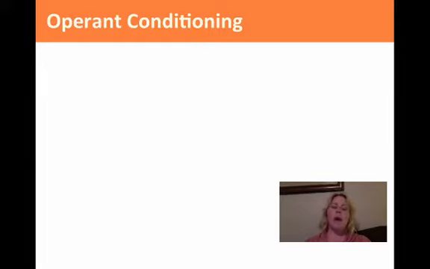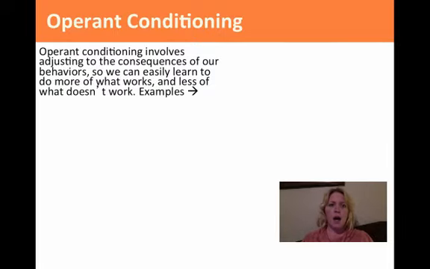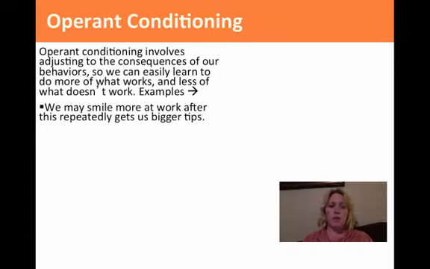All right, we are going to pick up now with operant conditioning. When we were talking about classical conditioning, that has to do with involuntary behaviors. Operant conditioning is when we're talking about voluntary behaviors. Operant conditioning involves adjusting the consequences of our behaviors so that we can easily learn to do more of what works and less of what doesn't work. For instance, we may smile more at work after this repeatedly gets us bigger tips.